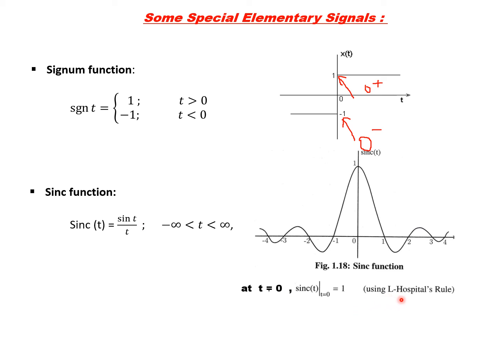Therefore, by using L'Hospital's rule, I am differentiating this equation with respect to time. When I differentiate, it becomes cos t, isn't it? Because the differentiation of sine t is cos t and the differentiation of t is 1. So cos t, then put t equal to 0, and you get cos 0, which is 1. So the value of sinc at t equal to 0 is 1 by using L'Hospital's rule. For all other values of t other than 0, the value of sinc is obtained by sine t by t. So this kind of signal is called a sinc function.